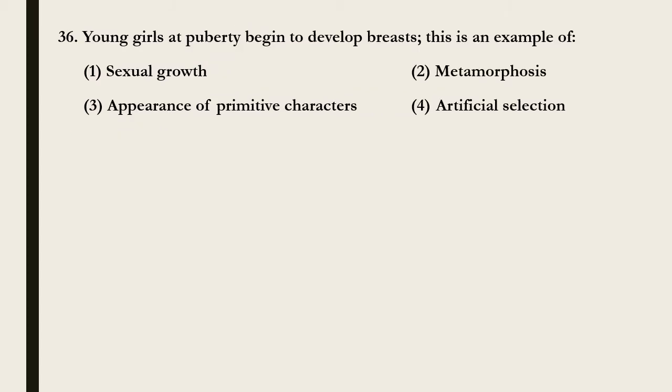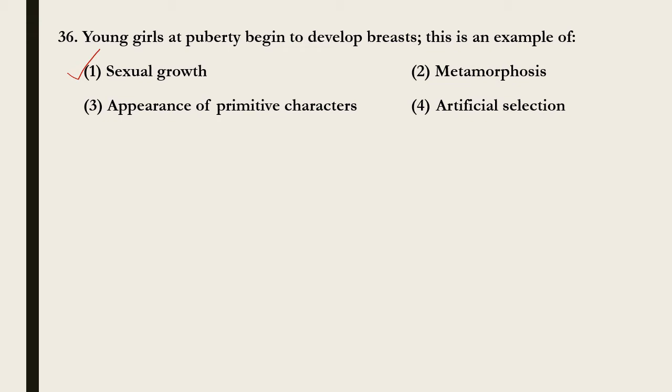Question number 36. Young girls at puberty begin to develop breast. This is an example of, options: 1. Sexual growth. 2. Metamorphosis. 3. Appearance of primitive characters. 4. Artificial selection. So the appearance of breast, that is the development of mammary glands, is the indication of secondary sexual growth. So that's why the correct answer is option 1, sexual growth, development of secondary sexual characters.